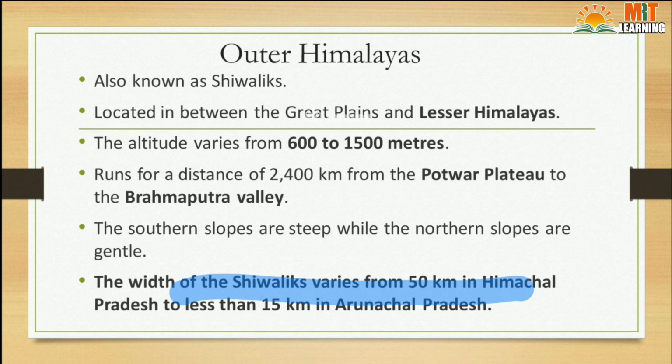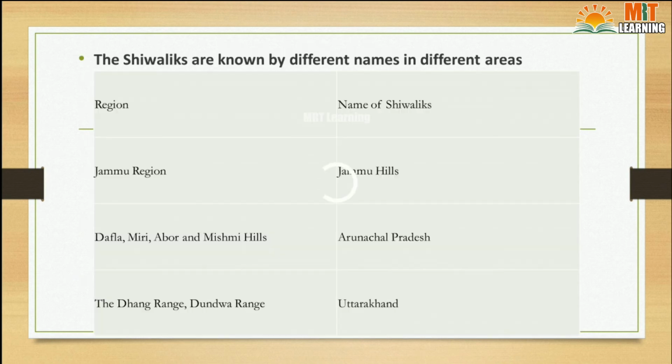That means when compared to the Greater Himalayas and Lesser Himalayas, the Shivaliks are very low in height and width also. Next, the Shivaliks have different names in different states: Jammu Hills in the Jammu region, Dafla, Miri, Abor, Mishmi in Arunachal Pradesh, Dun Range in Uttarakhand, and Garo Hills in Assam.